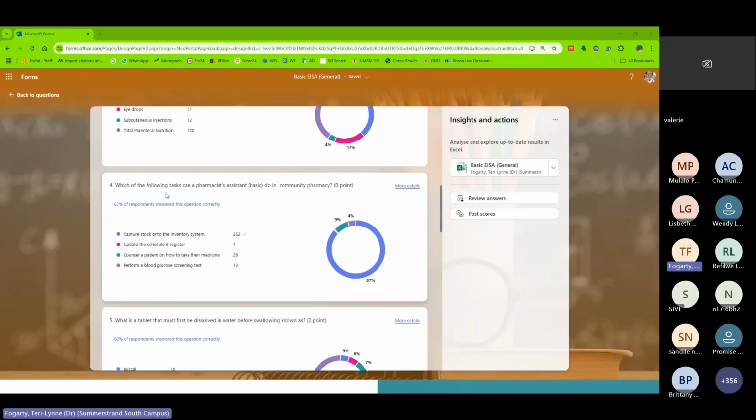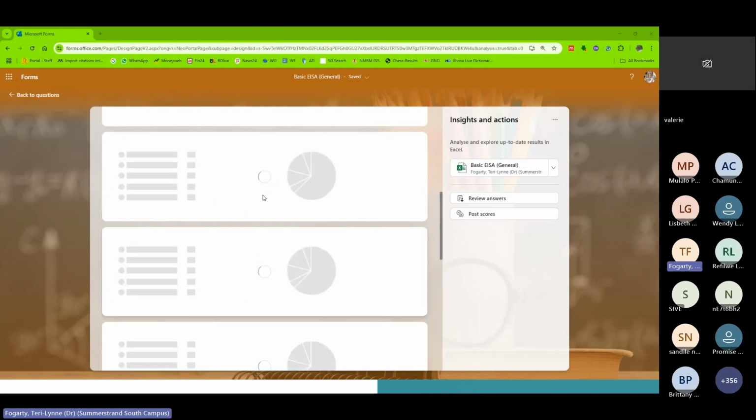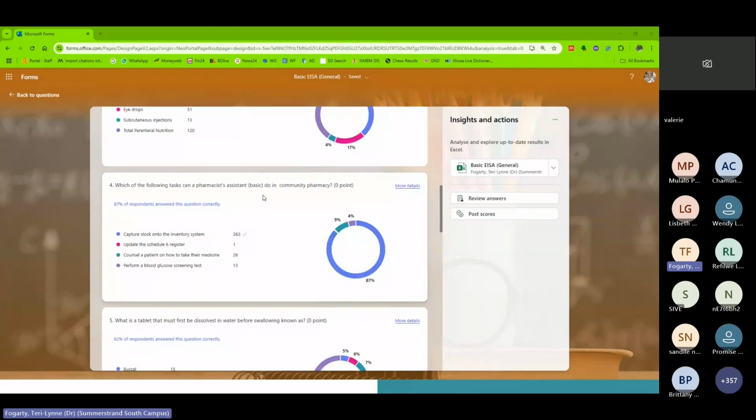Number 4, which of the following tasks can a pharmacist assistant basic do in a community pharmacy? Again, this is a scope of practice question. Okay, I do want to caution you that if you studied on what we refer to as the old program, the scope of practice was published last year, the updated scope of practice. So the exam considers the updated scope of practice.